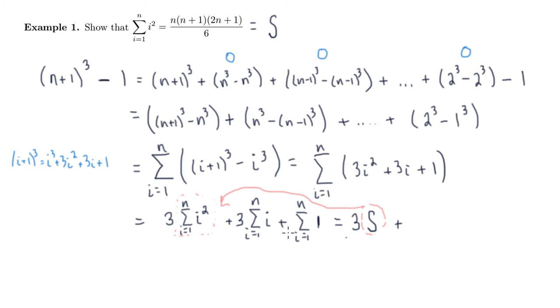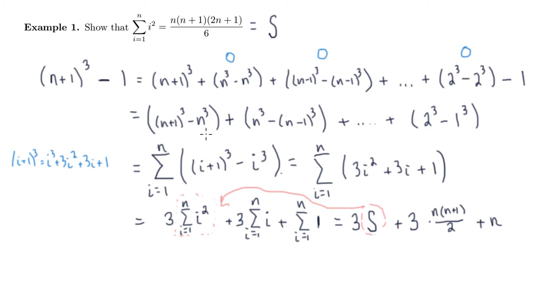And then the next term is plus 3 times the sum i equals 1 to n of i, which is just n times (n plus 1) all over 2. And then plus, if I add i equals 1 to n of just 1, well, that's just 1 plus 1 plus 1 n times. That's just going to be n. Alrighty, so we're almost there.